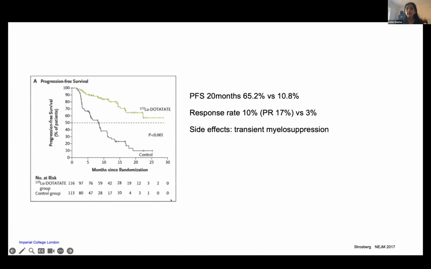This is the progression-free survival curve, and you can see that at 20 months, the progression-free survival with lutetium dotatate was 65% versus only 10% with octreotide. The response rate wasn't great, which I think is really important to think about. The response rate with lutetium dotatate was 10% versus 3% with the somatostatin analog.